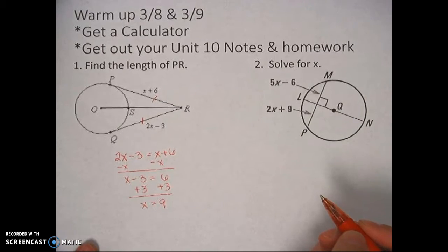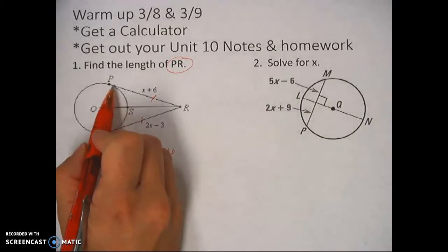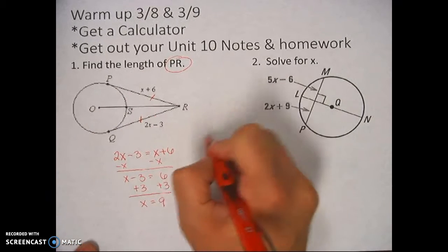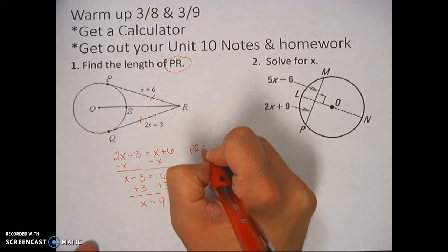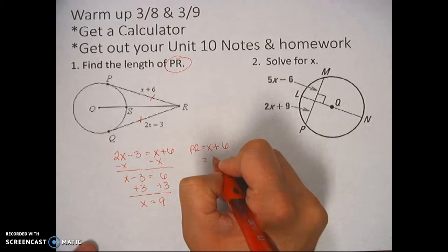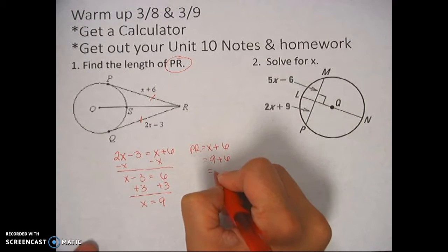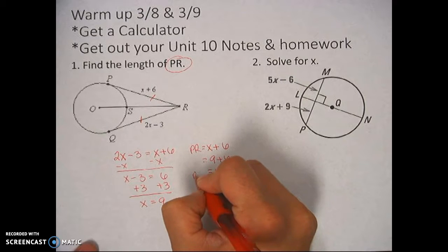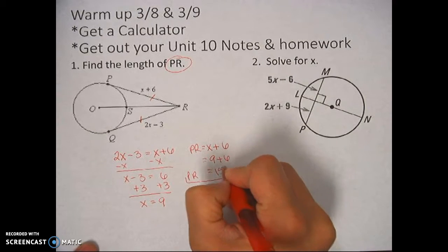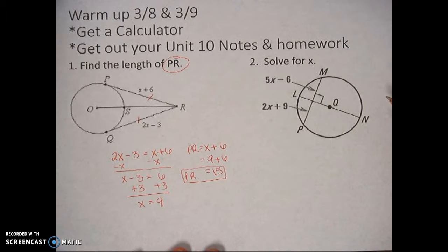But I want to warn you to be careful because this asked for the length of PR, and PR is this segment on the top. So to find the length of PR, I actually have to plug in the x. X plus 6 is the length of PR, so 9 plus 6 is what I'm adding together, and you would get that the length of PR is 15.